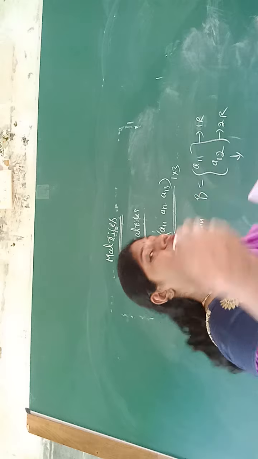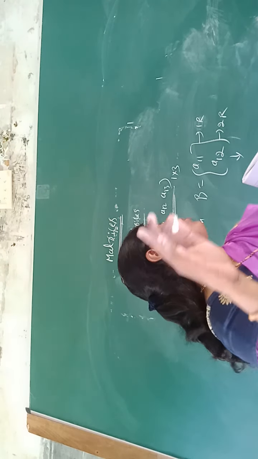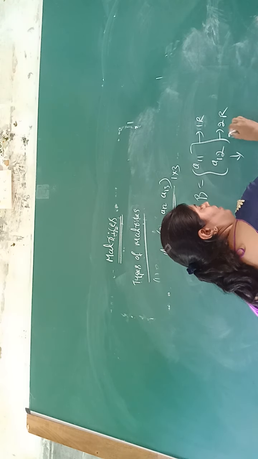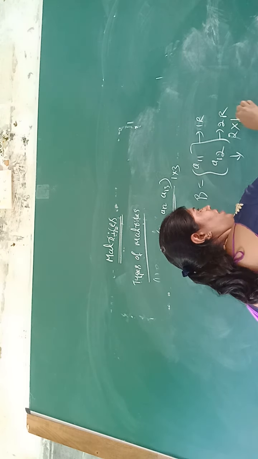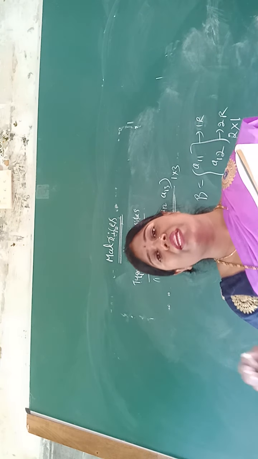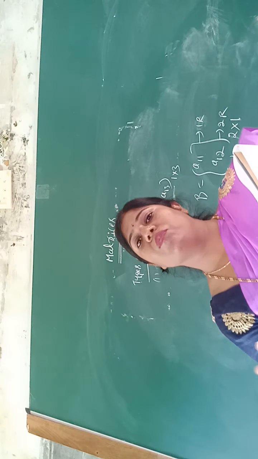While writing the order of the matrix, we have to write the number of rows first. How many rows here? There are two rows. How many columns? One column. So this is the column matrix. A matrix having only one column is called the column matrix.